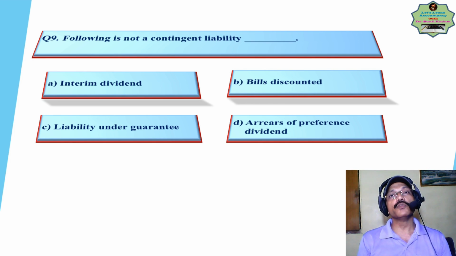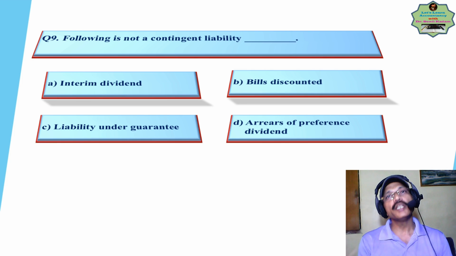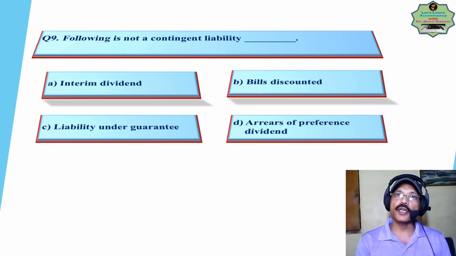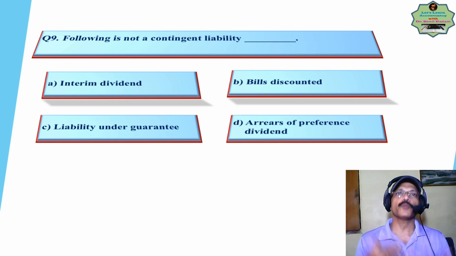Arrears of preference dividend. Preference dividend, you are supposed to pay it, but only when the company earns a profit do they have to pay it. Therefore it is also an uncertainty. That's why these 3 liabilities are uncertain, therefore they are contingent liabilities. But the first item, interim dividend, you are supposed to pay it. The interim dividend will be declared when the company has a profit and it is already there, and the company wants to share its excess profit with its shareholders. That's why interim dividend is the correct answer for this option.